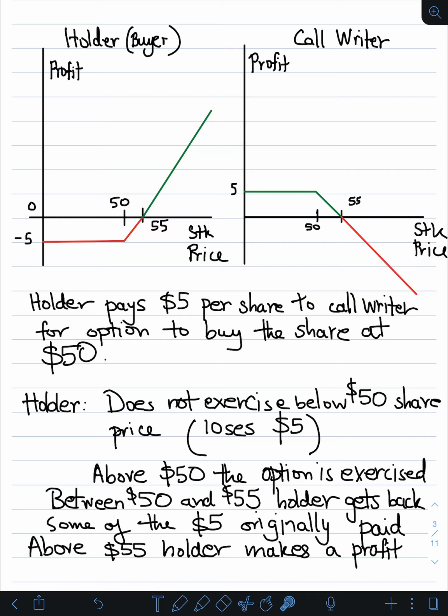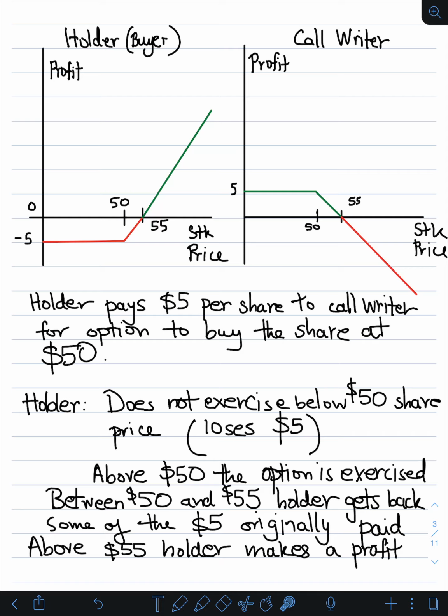Now, between 50 and 55, right over here, you will exercise the option, because you're able to get back some of the money you paid to the writer in the first place. Let's say the price in the market of that stock is now 54. You've been able to buy the stock at 50, so you're making a $4 gain on that stock price by exercising that option.